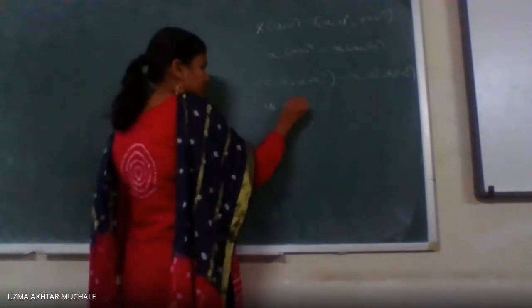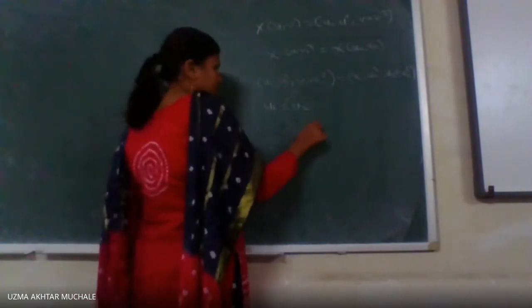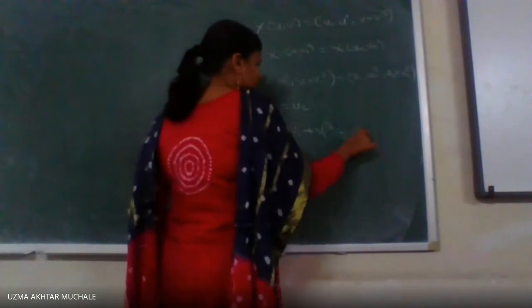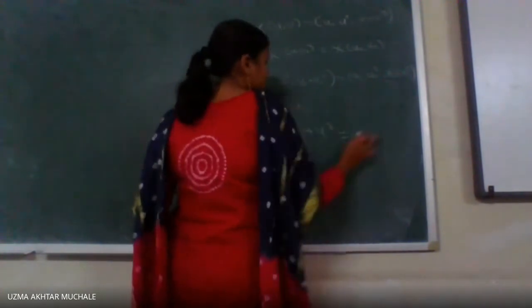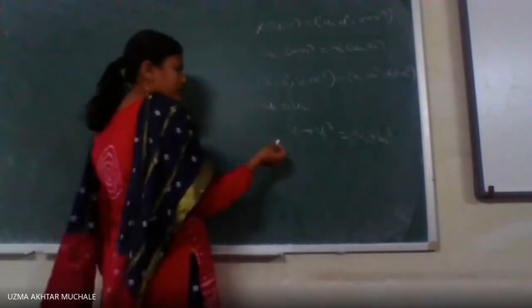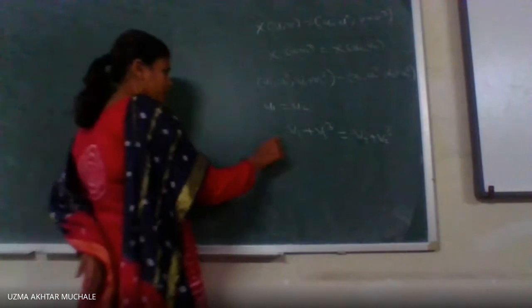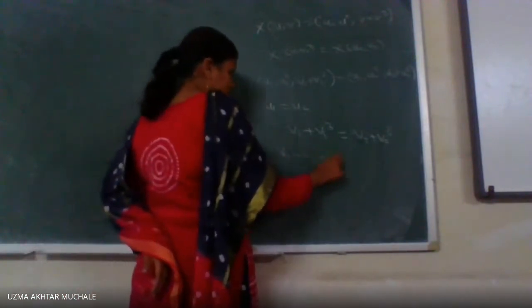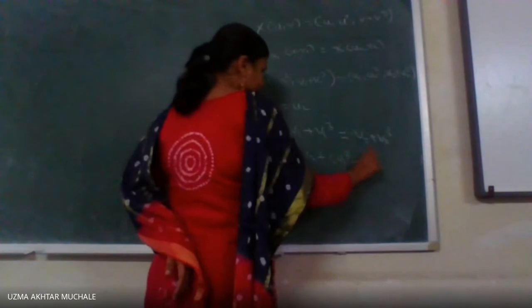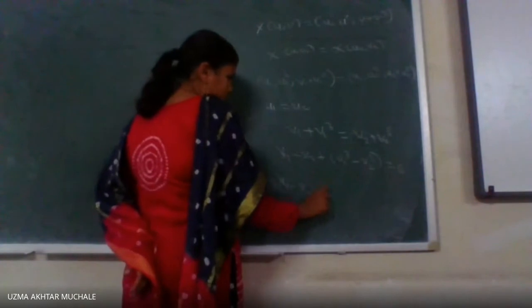So u1 is equal to u2. Next we have to equate the coordinates, so v1 plus v1 cube is equal to v2 plus v2 cube. By coordinate-wise equality, can you write directly v1 is equal to v2? For that, we have to write v1 minus v2 plus v1 cube minus v2 cube is equal to 0.